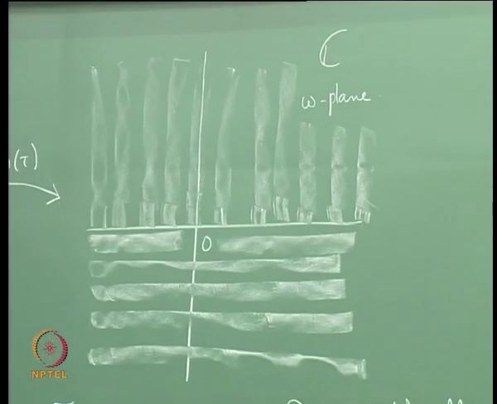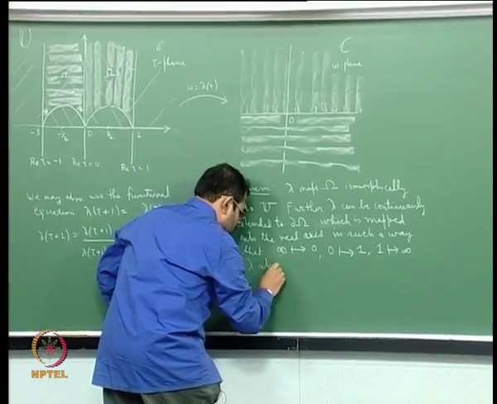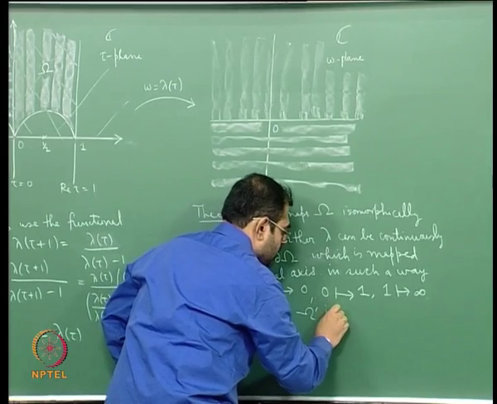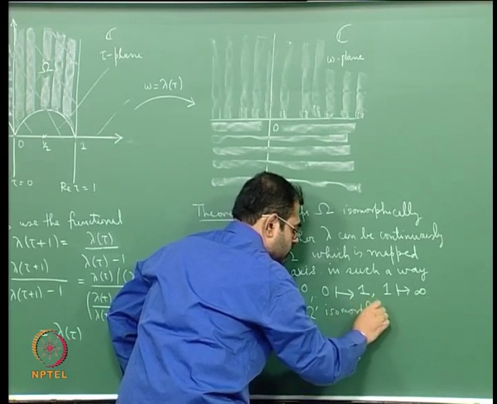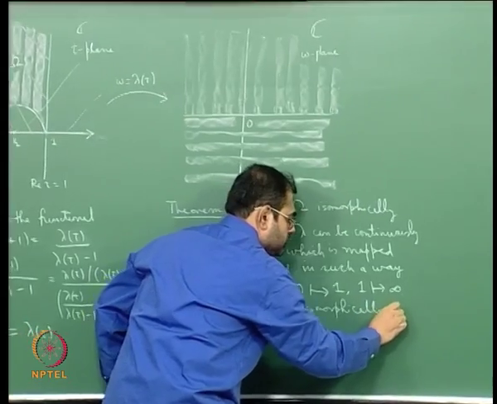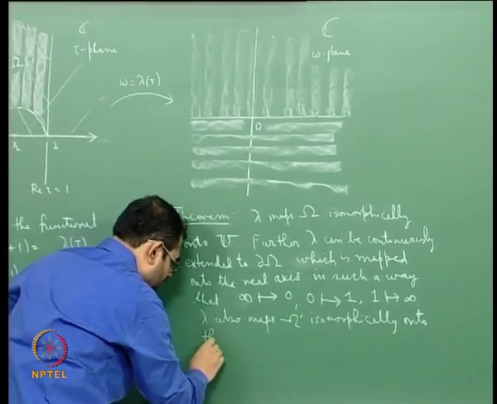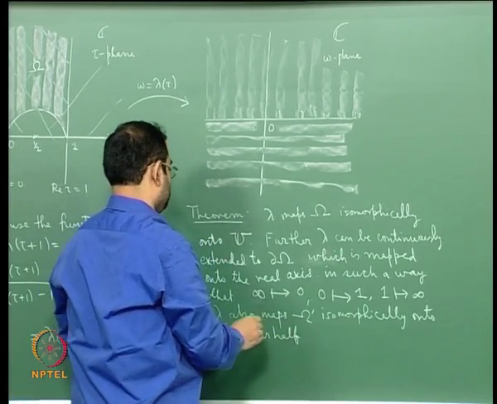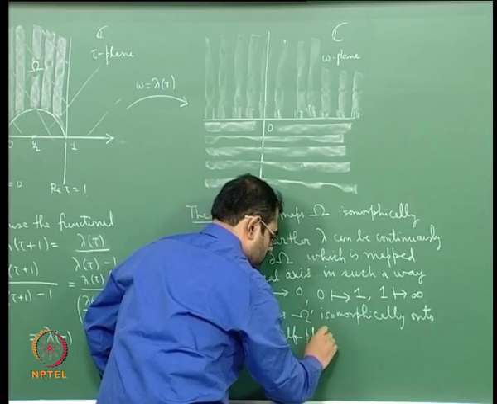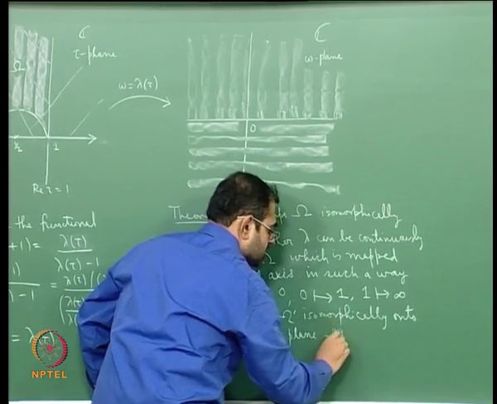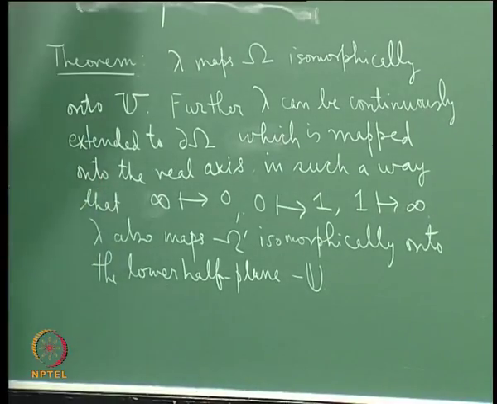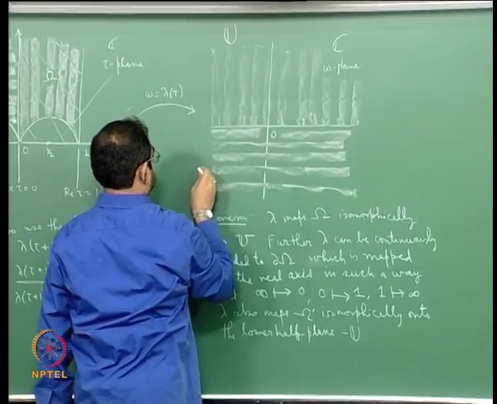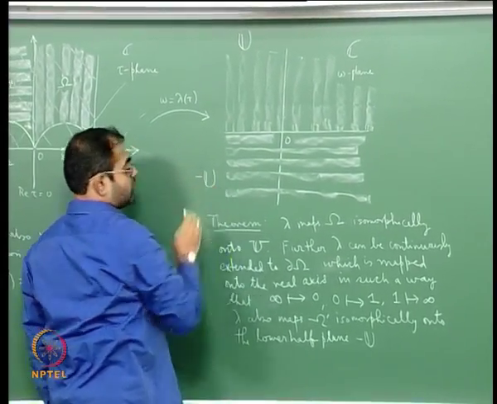okay. So let me write that lambda also maps omega prime isomorphically onto the lower half plane, which I will call as minus u, okay. So this is u, this is the upper half plane, this is minus u, this is the lower half plane, okay.